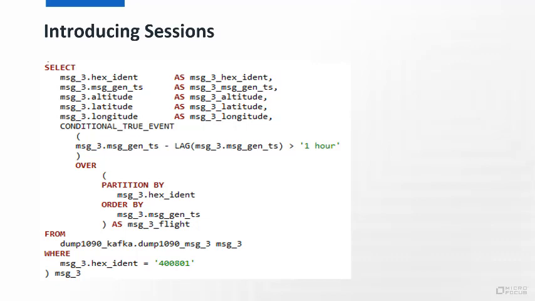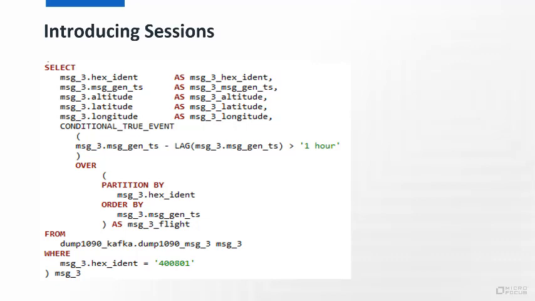As we saw on the previous slide, we now need to find a way of separating the sets of rows for each flight of the same aircraft. In this snippet of code, we are introducing the conditional true event function to assign an integer starting at 0 to a derived column, in this example called flight.